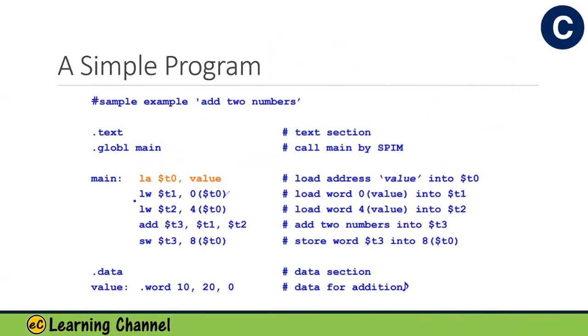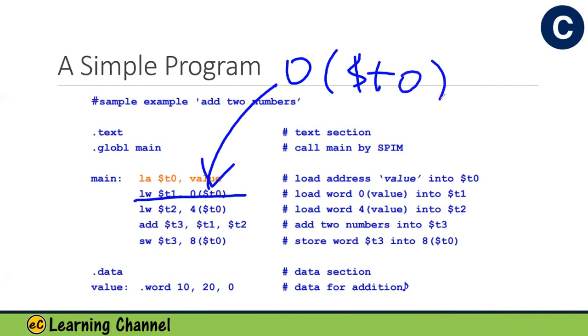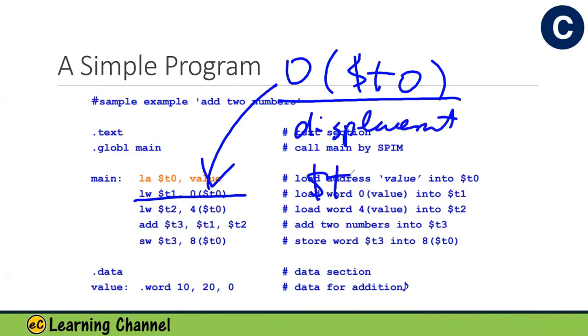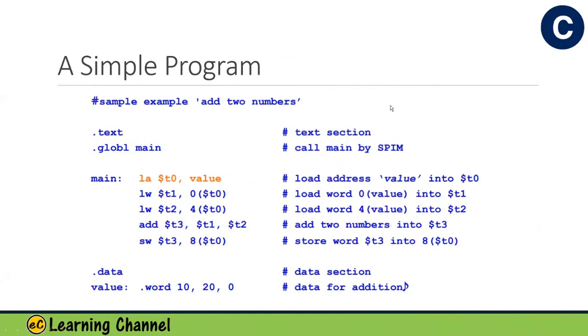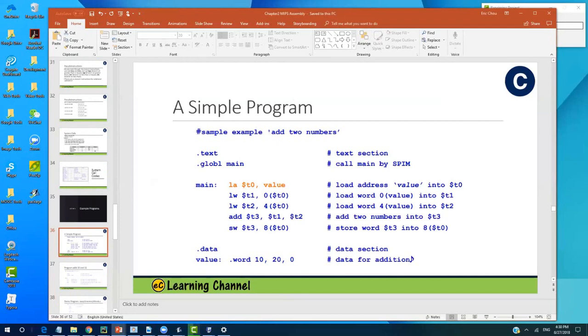After that, we have the load word with this. What is the memory address mode here? 0 and then ST0. This one is called a displacement address mode. So actually, you use the address pointer of T0 plus 0 to go to some memory location to get the data. And this one is called displacement address mode.